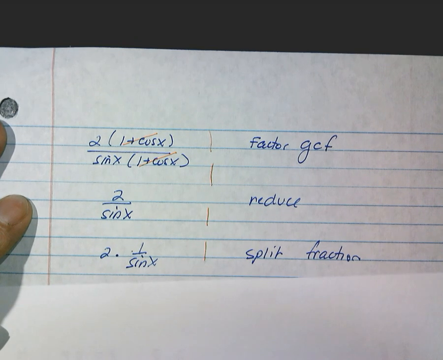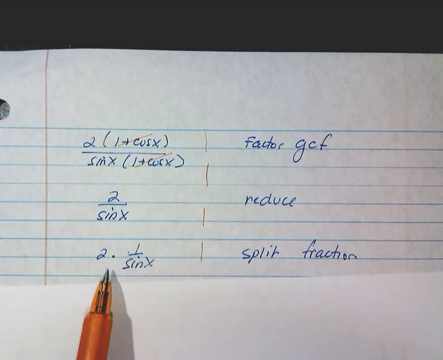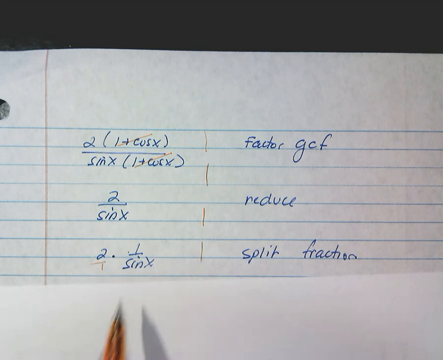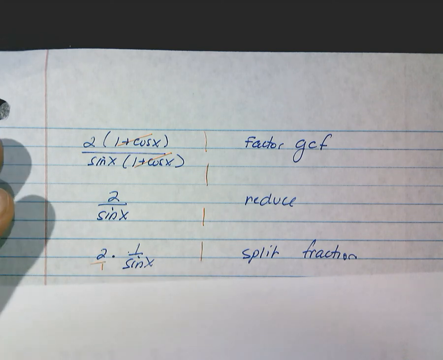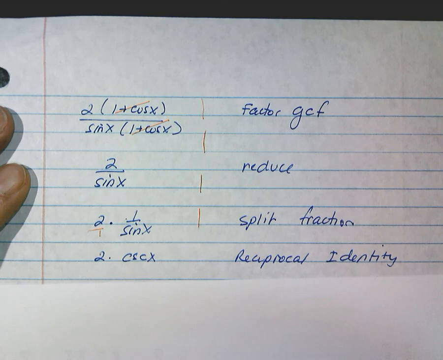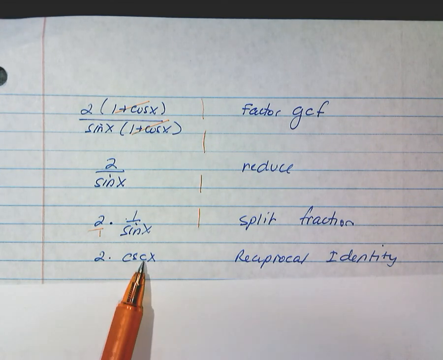And I think of this to show you I can break this fraction apart. I have 2 over 1 times 1 over sine x, make it easier for you to see. 1 over sine x is cosecant x, using my reciprocal identity, and so that is my answer.